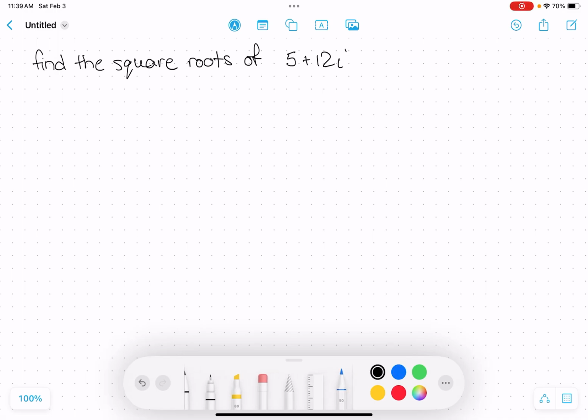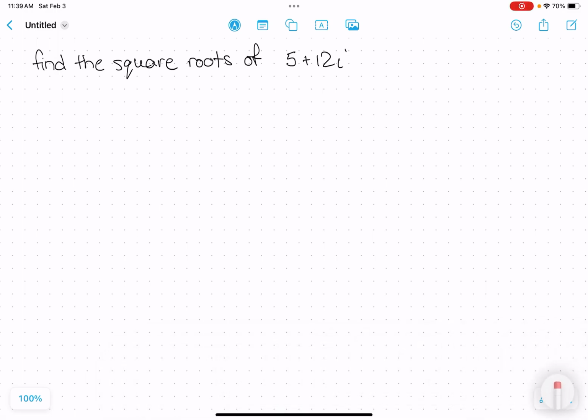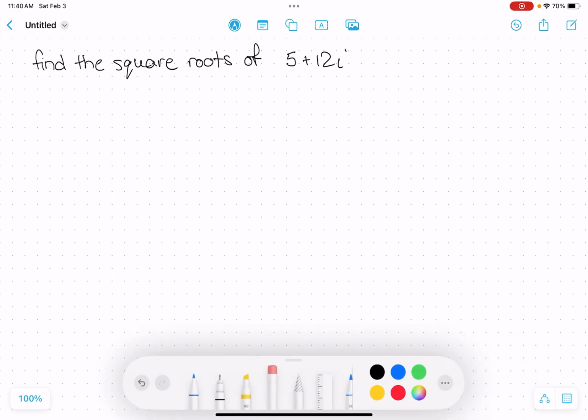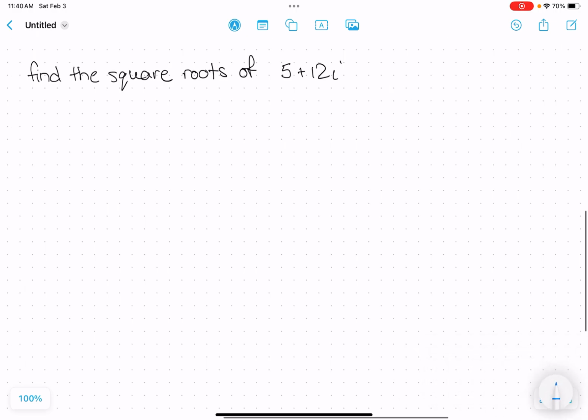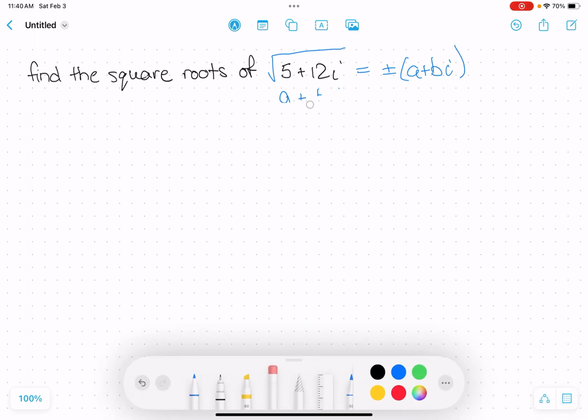All right, so this is just something you're asking about, finding the square roots of a complex number using the formulas. Now the formula: we're talking about this being a plus bi, and for that, the square roots are, if I do the square root of that, I get plus minus a plus bi. They are the square roots. So how do I use the formula?